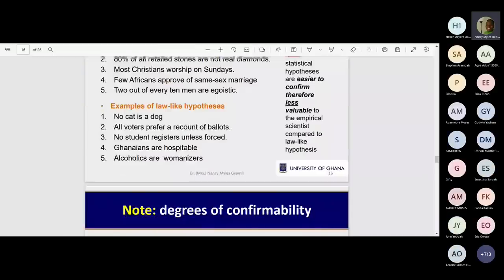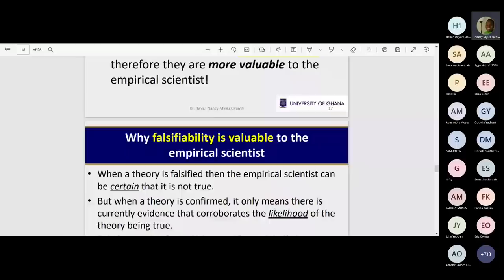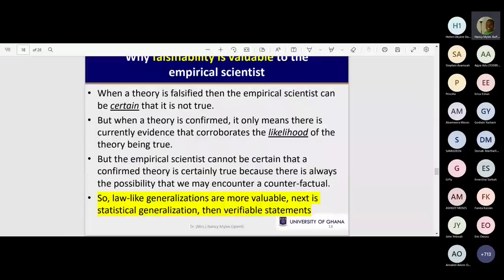If the generalization is a statistical one, it is easier to make it true. It's more probable. But for the scientist, it's not the one that is easier to make true that he or she prefers. You prefer the one that you can easily make false, so that we keep searching. If the thing can easily be made false, and over 200 million years we haven't found just one thing that will make it false, then you see that it makes our theory more likely to be true.